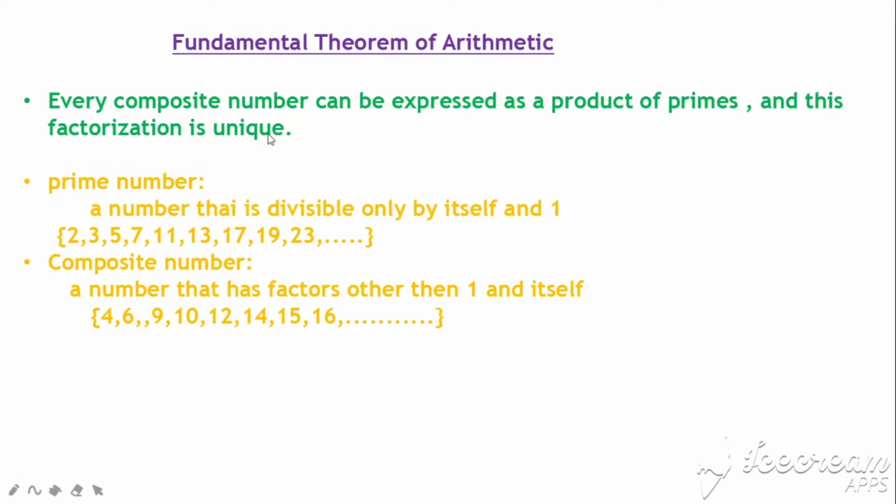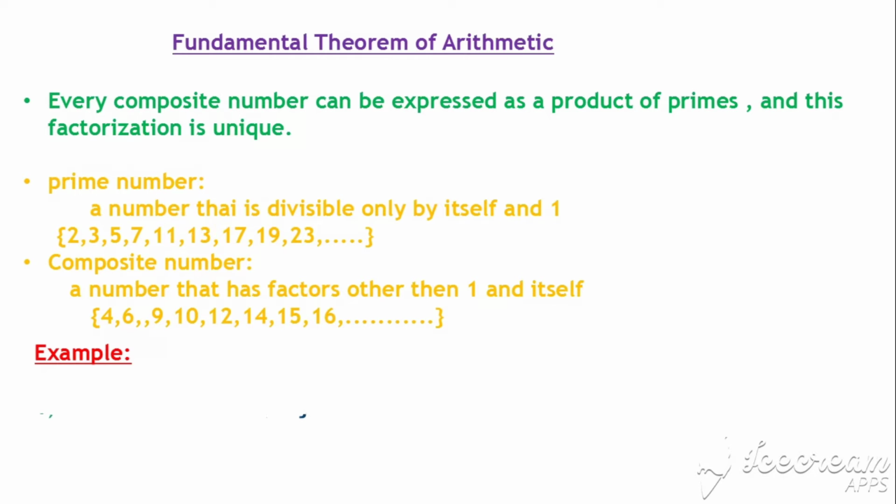Now coming to the statement of the fundamental theorem of arithmetic: every composite number can be expressed as a product of primes and this factorization is unique. Look into the statement now. Every composite number, these are the composite numbers, can be expressed as a product of primes. Let us say 4, 6, 9 as a product of prime numbers, and this factorization is unique. Let us look into an example to understand better.